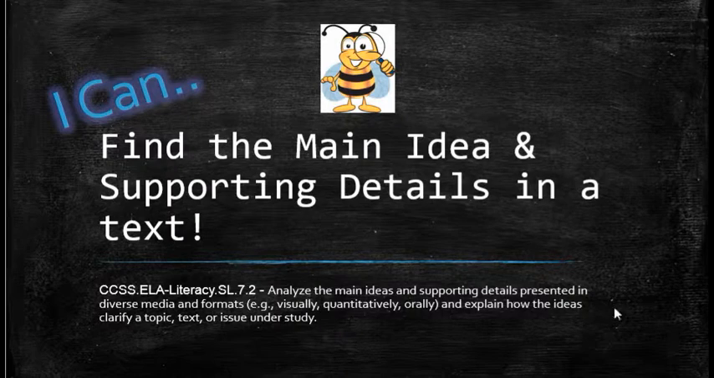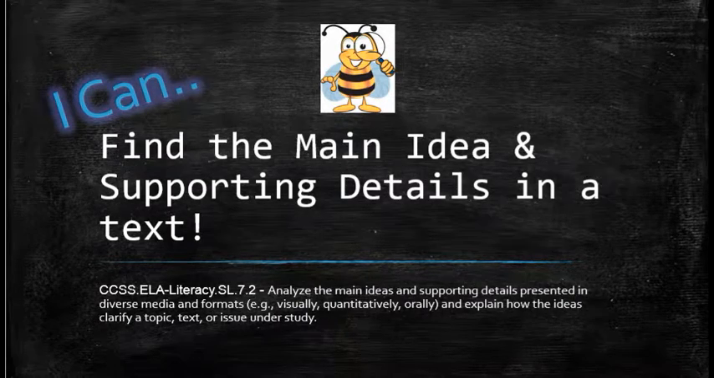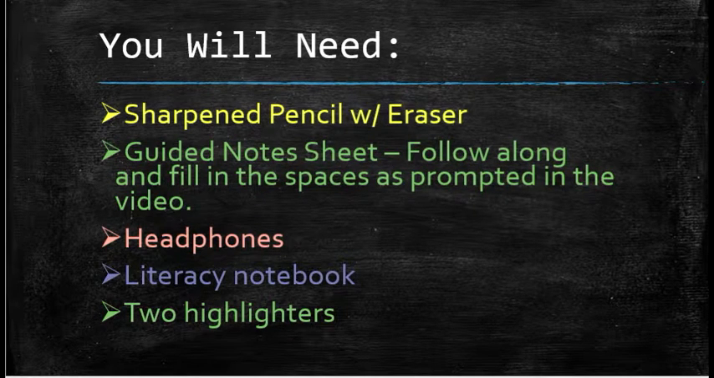So it's important that you go through the guided notes that you have and write down all of the information that's required. For this you will need a sharpened pencil with an eraser. You'll need your guided notes sheet. Go ahead and follow along and fill in the spaces as prompted in the video. You'll need your headphones and your literacy notebook that you actually started before. If you need help with that, let me know. And you will need 2 highlighters of different colors.